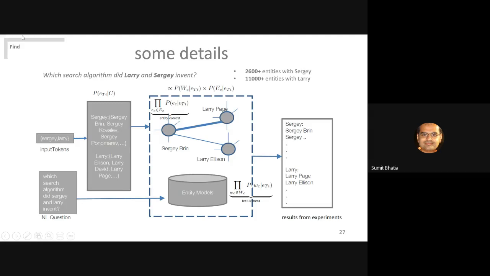The input to the system is these tokens, Larry and Sergey. First of all, you get a list of all the entities from the graph that contain Sergey in their name or Larry in their name. Right? So this is the box. You have a list of people named Sergey. You have a list of people named Larry.